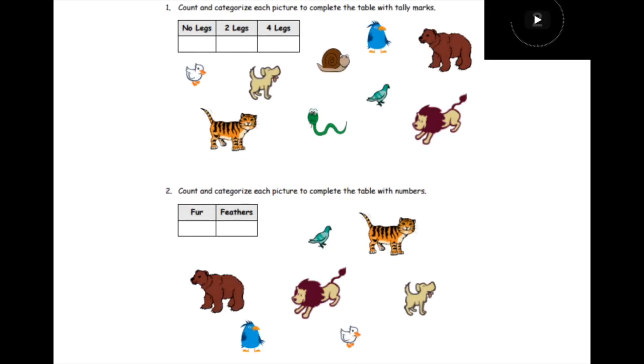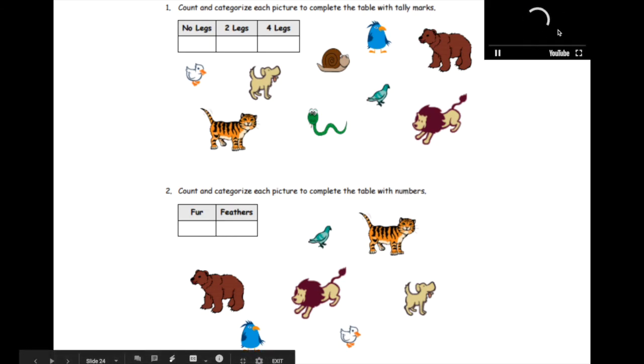So now we have our problem set. Just like the problem set in class, you're going to have some time to work on these independently or with some help if you have some older siblings at home. And for this first one, it says, count and categorize each picture to complete the table with tally marks. So I'm going to go ahead and give you 2 minutes to work on this whole page, and then we'll come back to Devin.